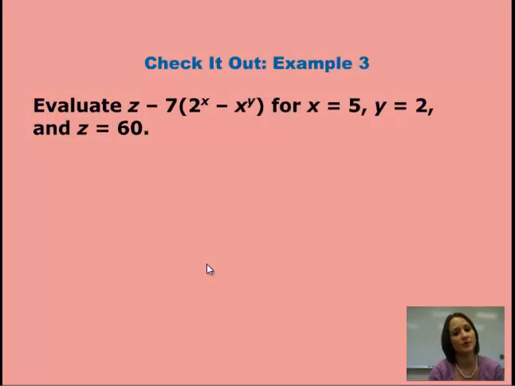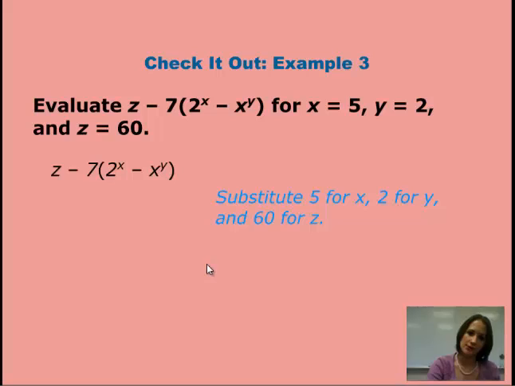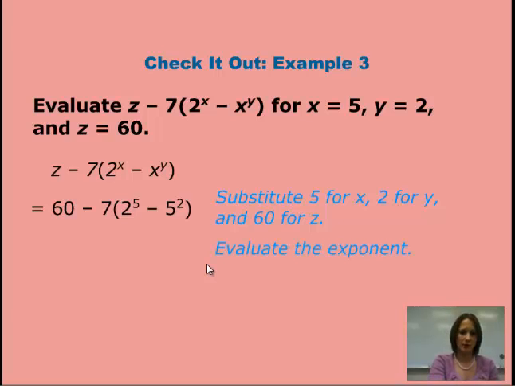So now I want you to try this one on your own. Substitute first, and then go through PEMDAS and solve. So hit pause and just try it. Okay, so let's substitute. 5 goes in for all the x's, 2 goes in for all the y's, 6 goes in for all the z's. So it's now 6 minus 7 times 2 to the 5th power minus 5 to the 2nd power. So first we're going to evaluate the exponents.